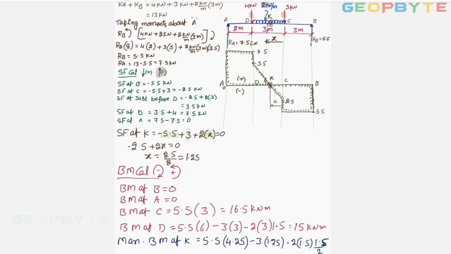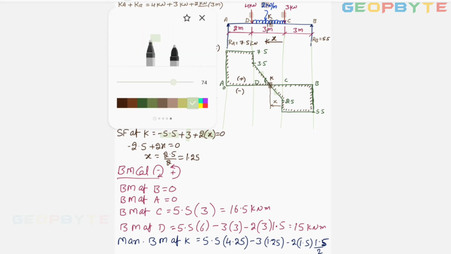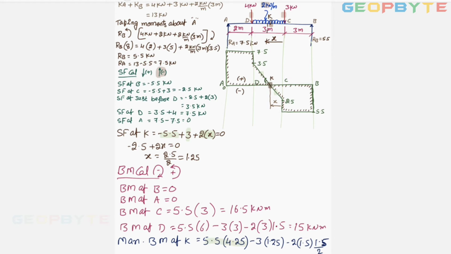5.5 into 4.25 is the moment due to reaction, it is an anti-clockwise moment. 3 into 1.25 is the moment due to point load. Moment due to UDL is, first I got the point load by multiplying UDL with UDL distance. Once we get the point load from the UDL, assume that point load is acting at the middle of the CK. From that middle point the distance up to K is half of that X. X is 1.5 divided by 2.